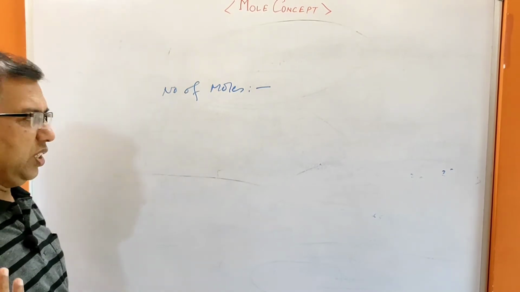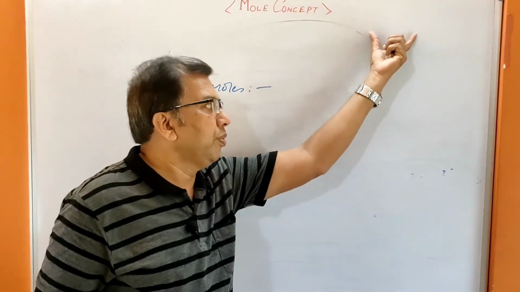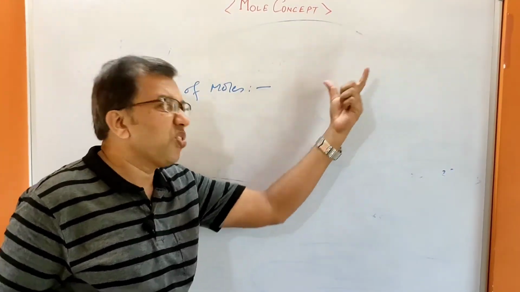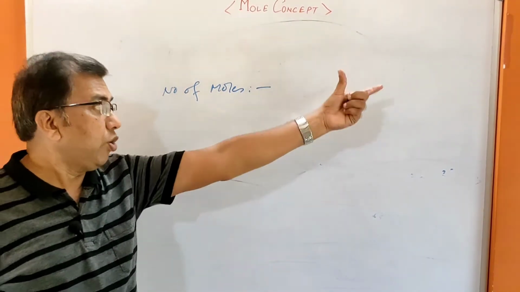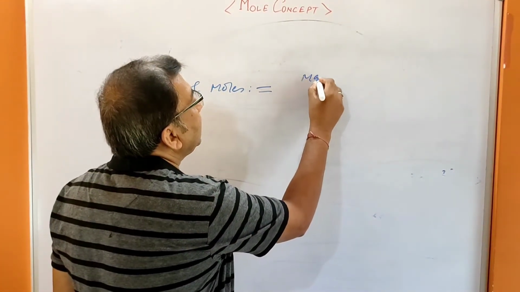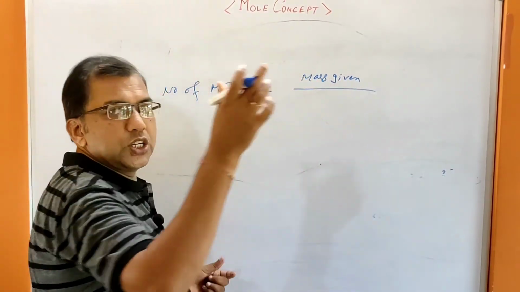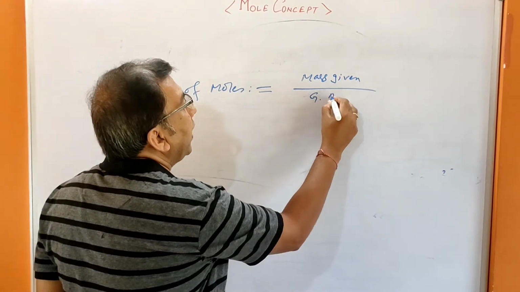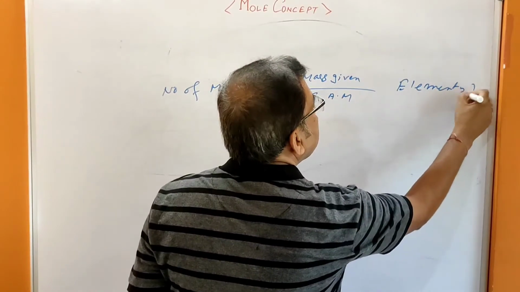We can write it also with the help of the numerical problem given. I will solve the problem, and from that you can write that formula, or either that or direct formula: number of moles equals mass given by gram atomic mass in case of elements. I am giving the example.